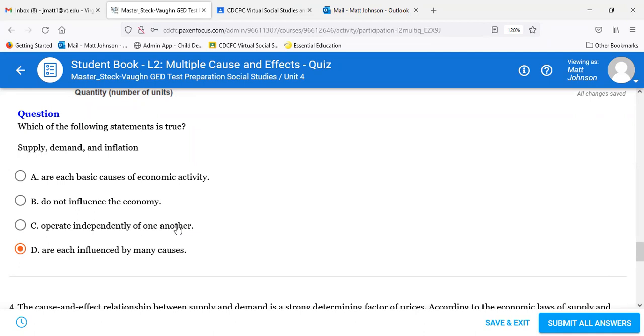Like, we know how supply and demand works, right? We're sitting here talking about it. As supply decreases or demand goes up and supply decreases, so do prices. But lots of things are involved behind the scenes that are making that happen. So D for number 3.